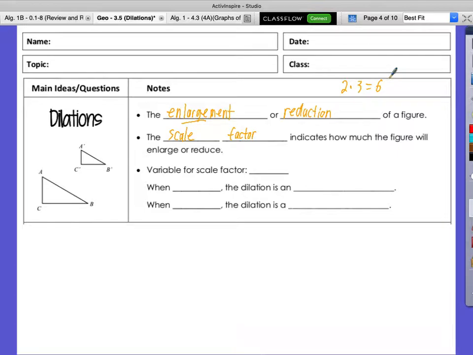Now we have a variable for the scale factor because sometimes things are enlarged or reduced by different amounts. Might be one time we reduce something by this, and another time we enlarge it by this. So we have a variable because it can change.